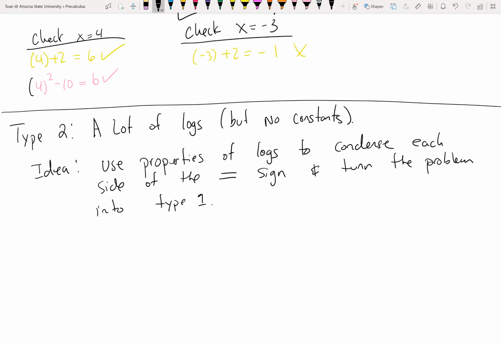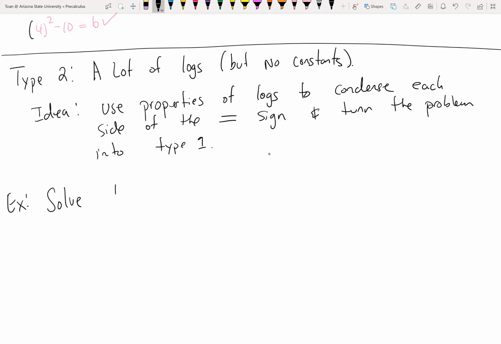And this is sort of why we talked about properties of logs, because it allows us to do stuff like this. Let's take a look at an example here. Suppose I ask you to solve log base 5 of x plus log base 5 of x plus 1 equals log base 5 of 20. Good gosh, there's logs everywhere. But notice that all the numbers are inside of a log. We don't have an extra +3 floating around, so this is good.